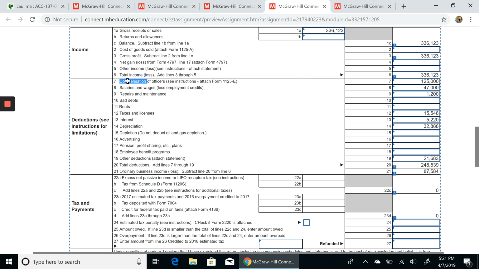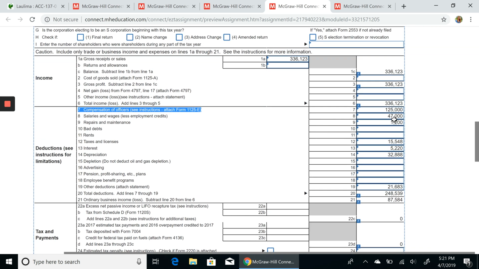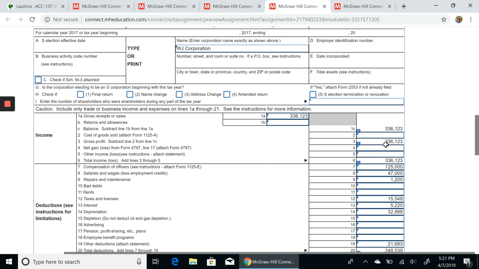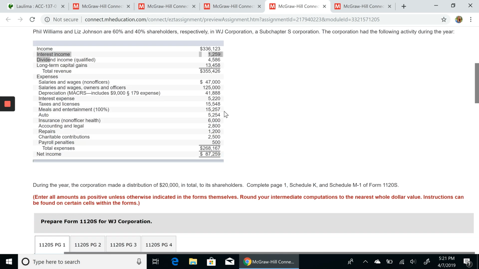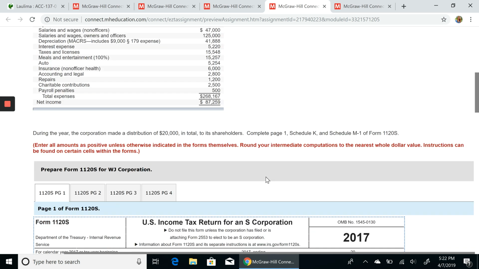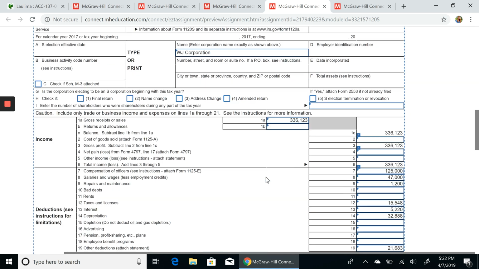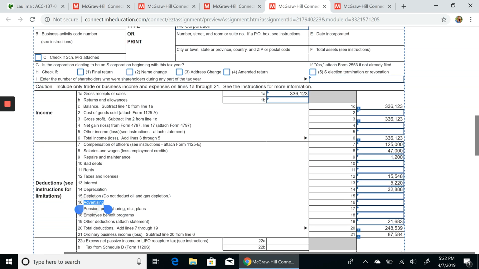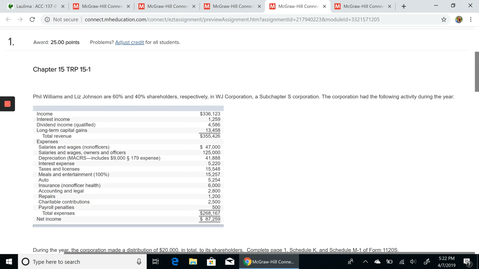So remember this first line, our first expense was guaranteed payments for partnerships. It's now compensation of officers, wages and salaries for the owners. Then we have wages and salaries for our regular employees. We just went over that. Repairs and maintenance, taxes and licenses, $15,548. You can see that very straightforward. Interest, $5,220. That's also straightforward. And then we have depreciation, line 14, $32,888.